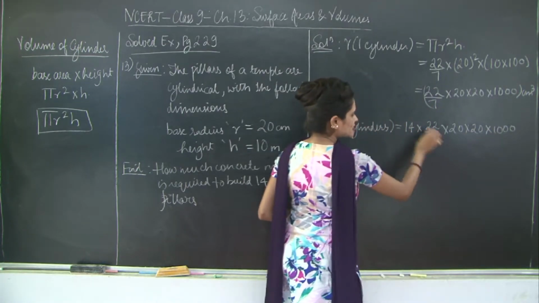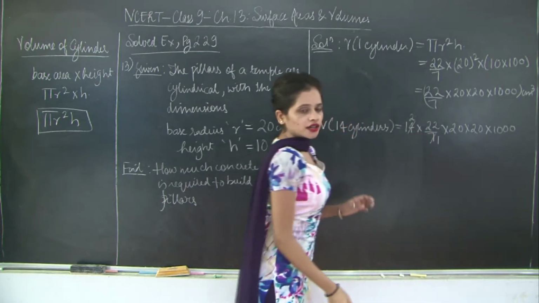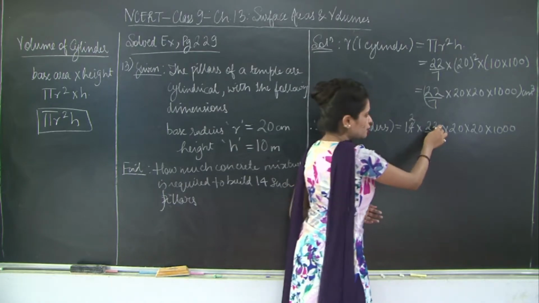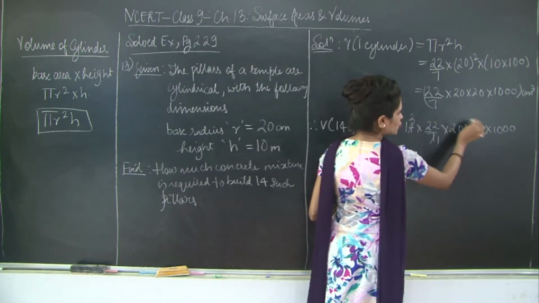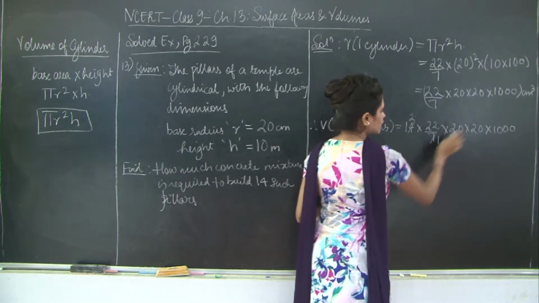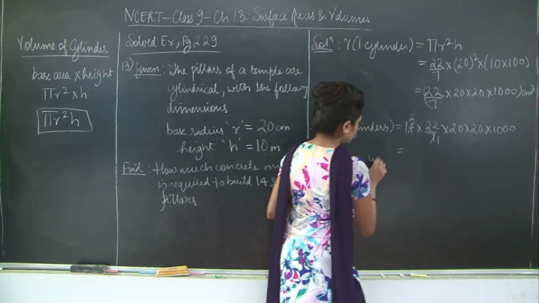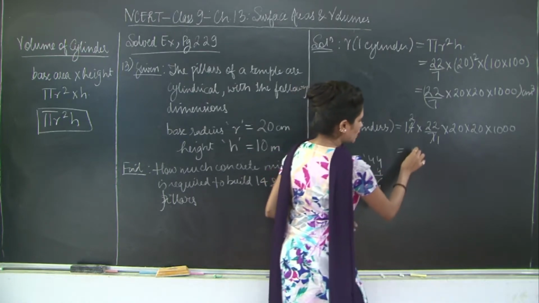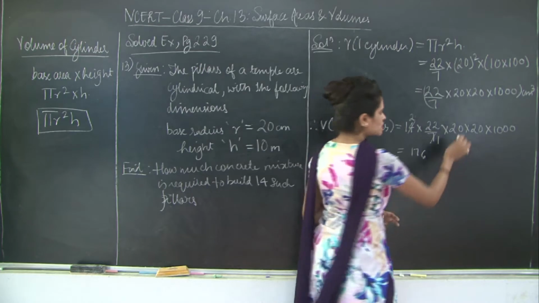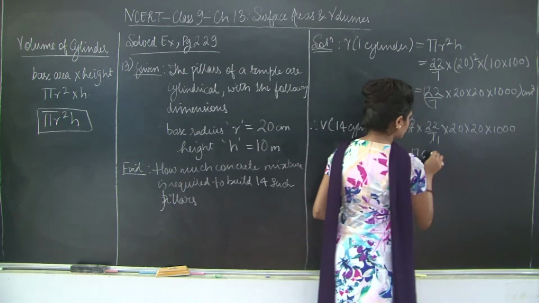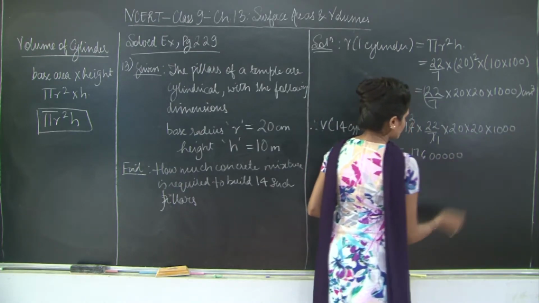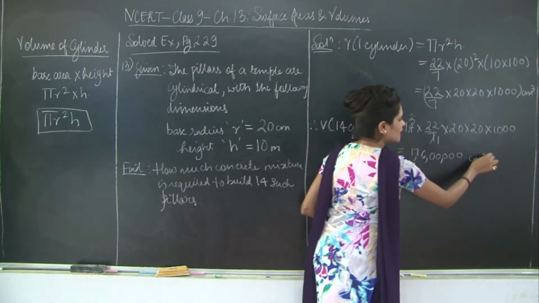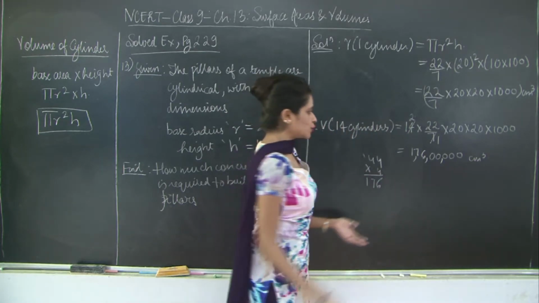So 7 ones are 7, 7 twos are 14. Now simple calculation, 2 into 22 is 44, and 2 into 2 is 4. So 44 into 4 would be 4 fours are 16, 4 fours are 16, 17, so 176, and how many zeros? 1, 2, 3, 4, 5. This is centimeter cube. It's better that we convert it into meter cube, right?